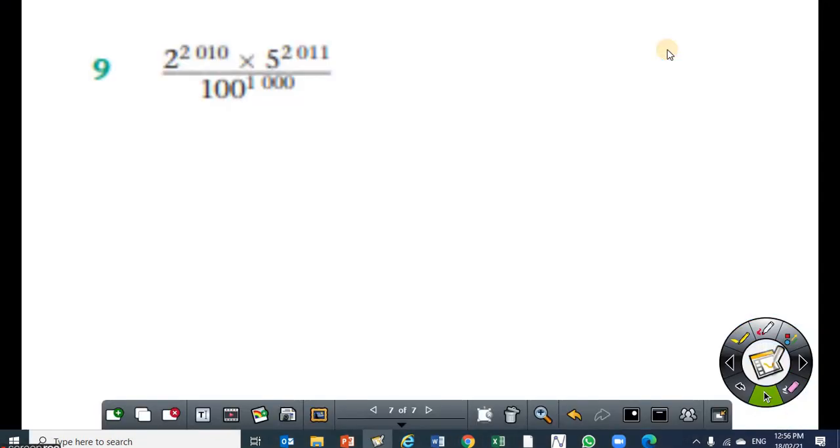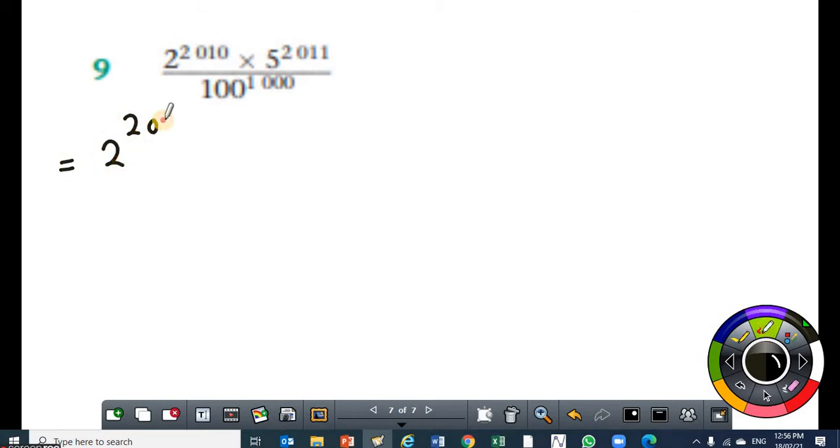Okay, so the first thing, I'm going to rewrite the first base as it is. So it will be 2 to the power of 2010. Now, in most cases, when you're doing a question like this, you need to reduce the exponent 2011 to an exponent which is equal to 2010 plus something else. So I can write this as 5 to the power of 2010 plus 1, like that.